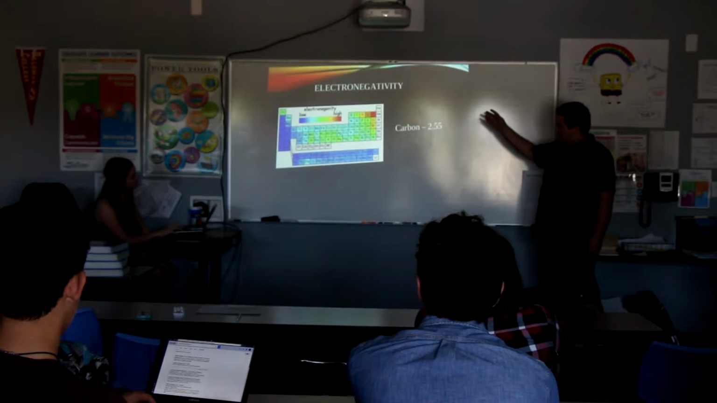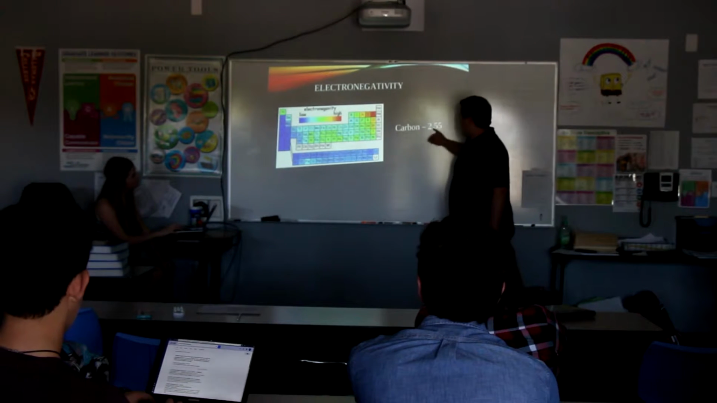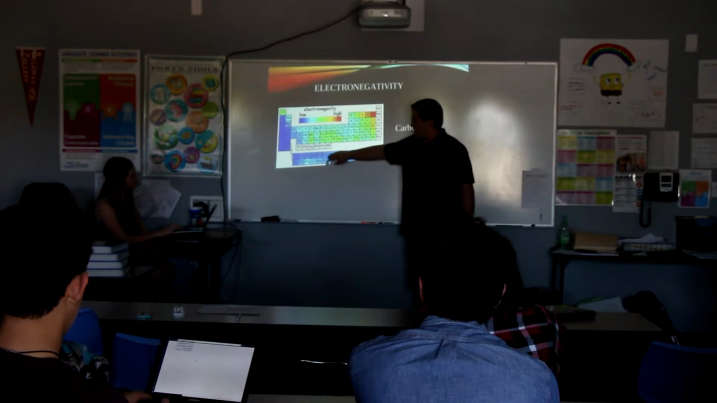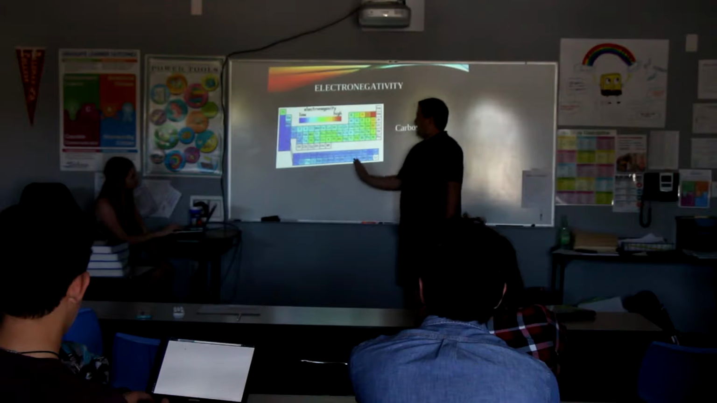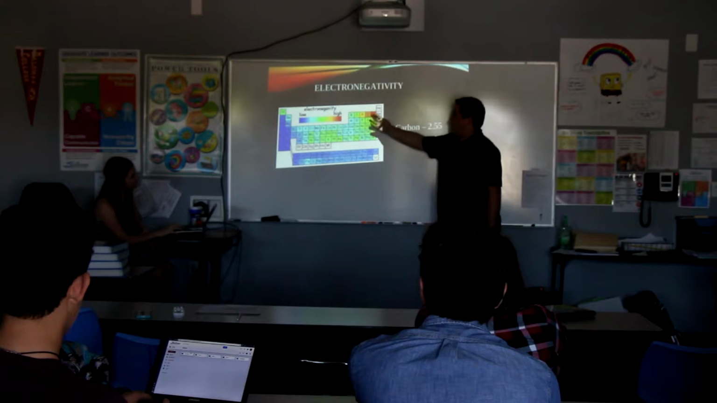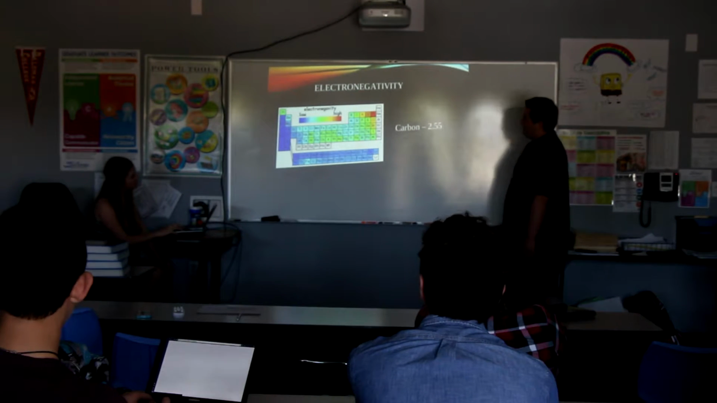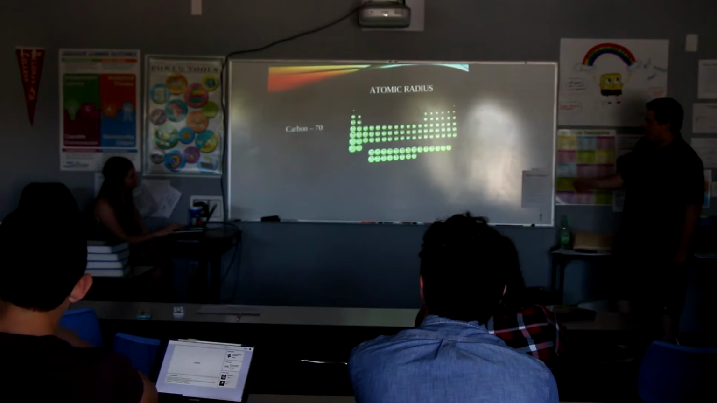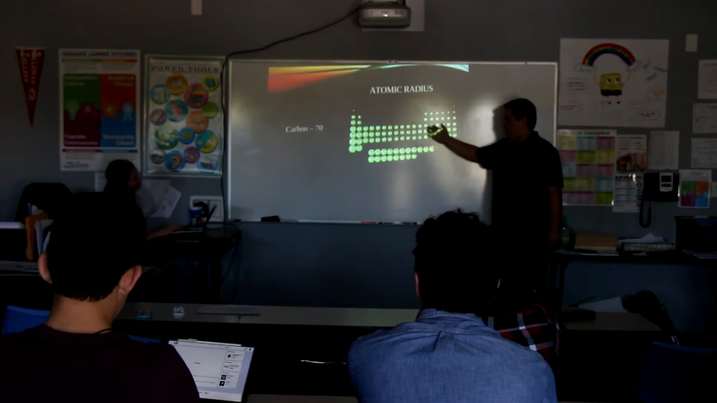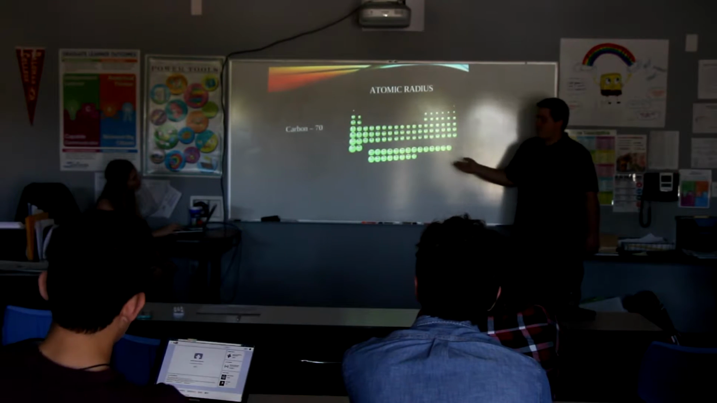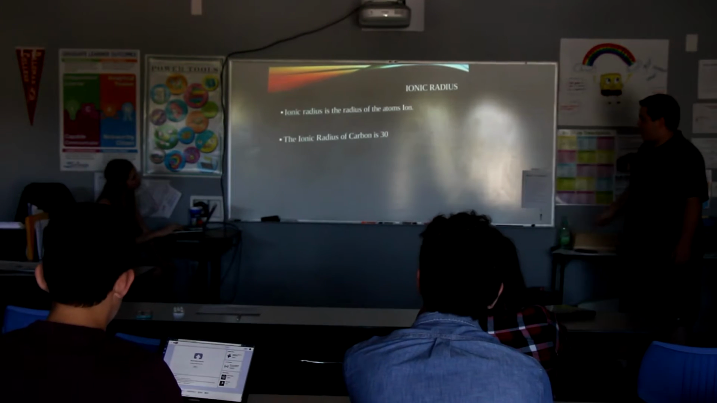The electronegativity of carbon is 2.55. The way you figure out electronegativity is generally you have an arrow pointing this way and this way, so generally in this direction. It's not the most electronegative, but it's pretty electronegative. The atomic radius of carbon is 70. That's actually quite small compared to the atomic radii of other elements.